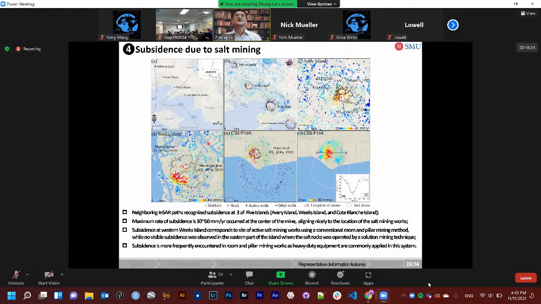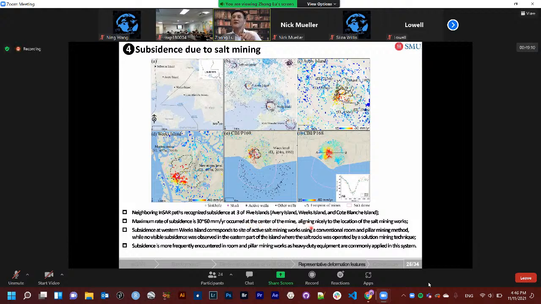I don't know much about geology here, but this is salt mining, and we can see here as we zoom out a few locations. For example, for the Avery Island, for this area, we can look at the deformation. So we can see the western part is sinking, and particularly over this Weeks Island, we can see the right part sinking, the eastern part is sinking, but at a reduced rate. So what we see is the maximum subsidence reached about 3 to 4 centimeters per year, and that happened at the center of the mine.